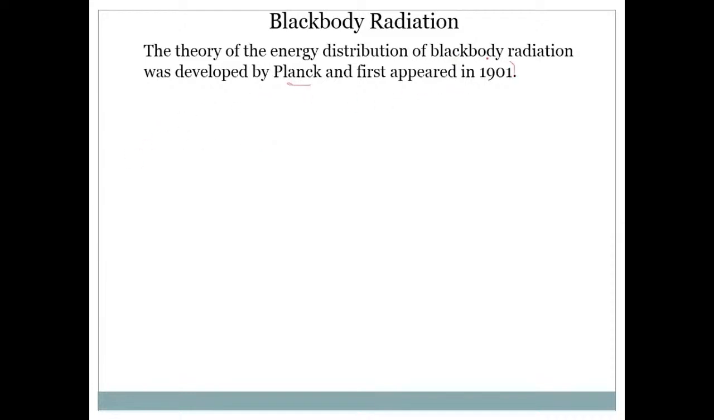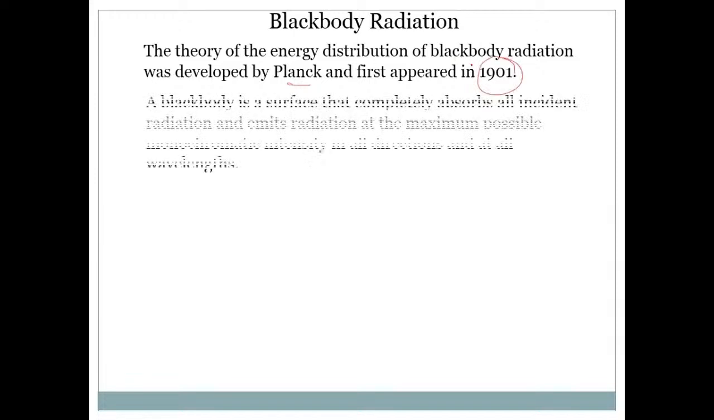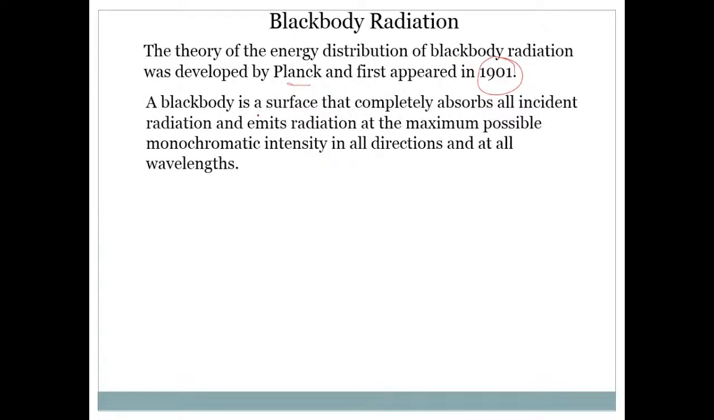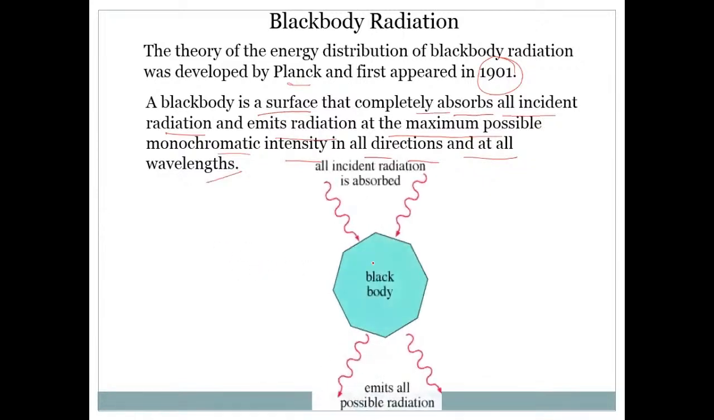It first appeared in 1901. According to Planck, a black body is a surface that completely absorbs all incident radiation and emits radiation at the maximum possible monochromatic intensity in all directions and at all wavelengths. Here we take an object. This object acts as a black body because it absorbs all incident radiation and emits all possible radiation.